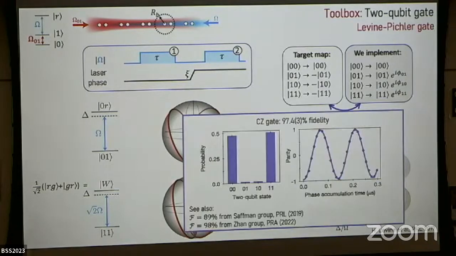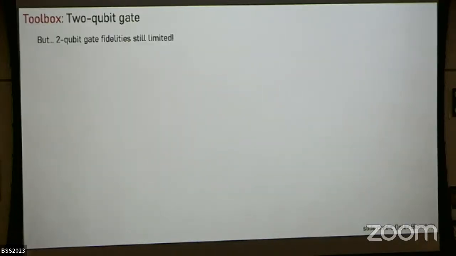Okay, so this was implemented in this paper that I mentioned before in 2019, and the CZ gate fidelity obtained using this type of gate was the highest recorded up to that point, which was 97.4%. This was tested in this experiment, four years ago. But these two-qubit gate fidelities are still limited. If you actually want to do, for example, error correction, this is too low.